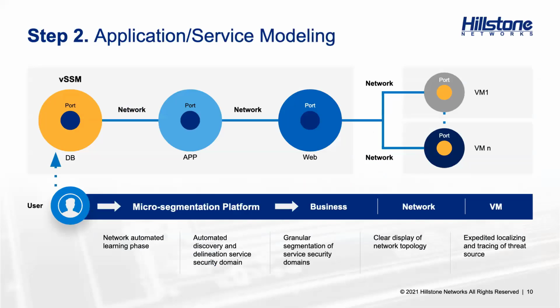Step 2, application or service modeling. Upon completion of asset discovery, application and service modeling is a crucial step where we decide which business assets require micro-segmentation. When it comes to network-based micro-segmentation solutions, we must define business assets by whether or not they require protection and what type of protection they require, without disrupting the flow of business operations.